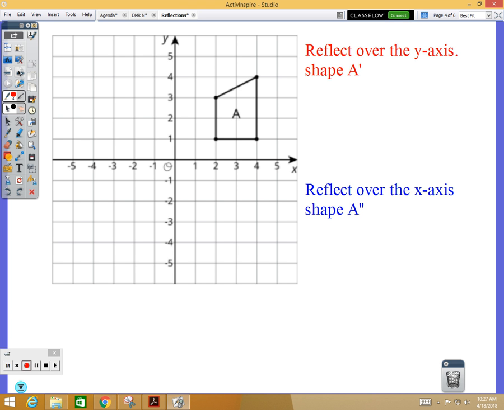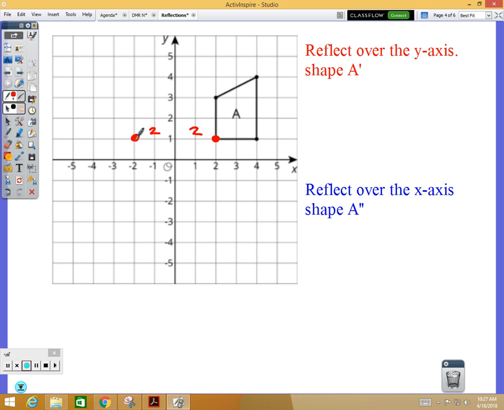I usually don't even think about what my actual coordinates are unless I have to write them down. But if I start with this point here, I look to see how far away I am from the y-axis. So right here in the middle, it is 2 away from the y-axis. So I want to be 2 away from the y-axis when I come over here.